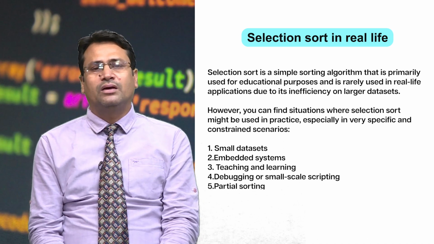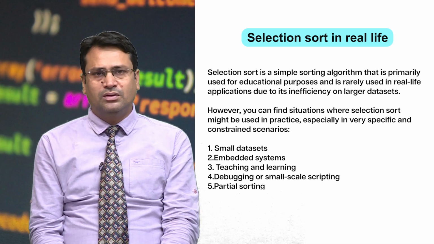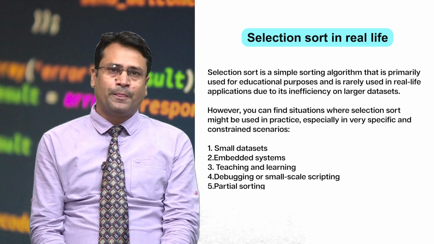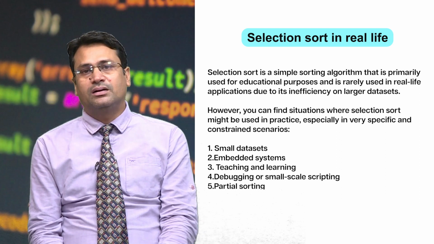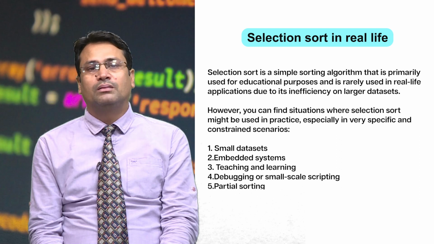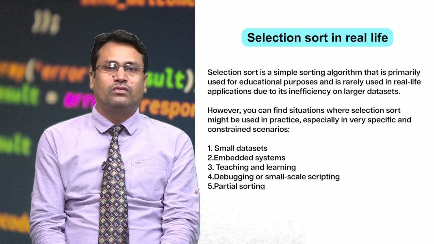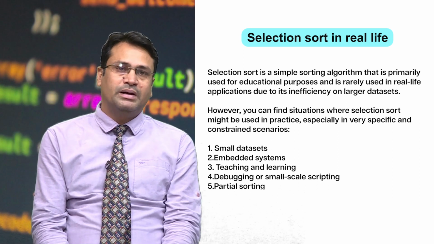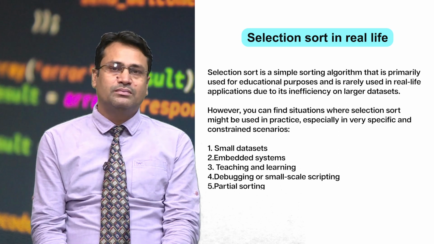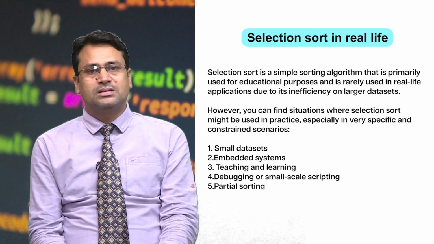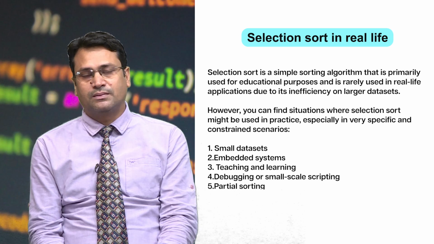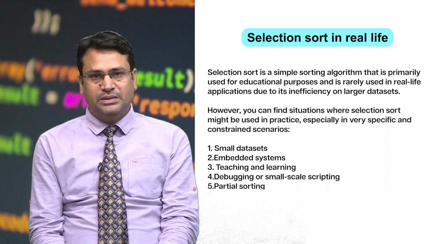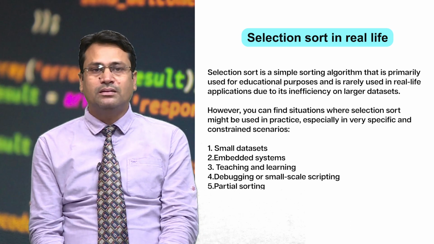However, in most real life applications and scenarios involving larger data sets, or where sorting efficiency is critical, more sophisticated sorting algorithms like quick sort, merge sort, and heap sort are preferred due to their superior performance characteristics, such as better average and worst case time complexity. These algorithms are optimized for real world sorting tasks, and they are readily available in programming libraries and frameworks.